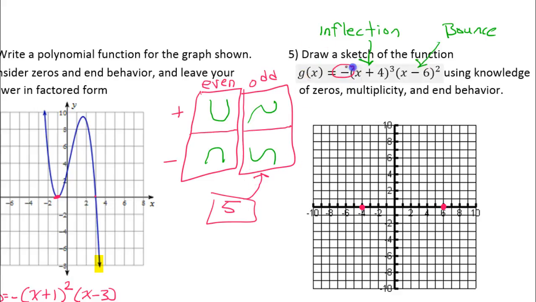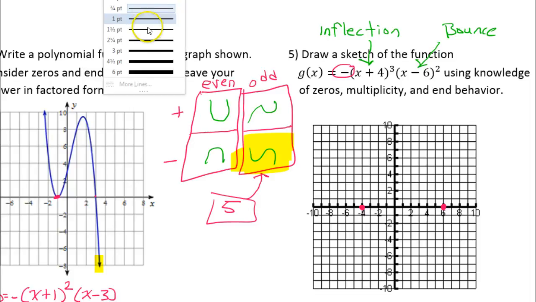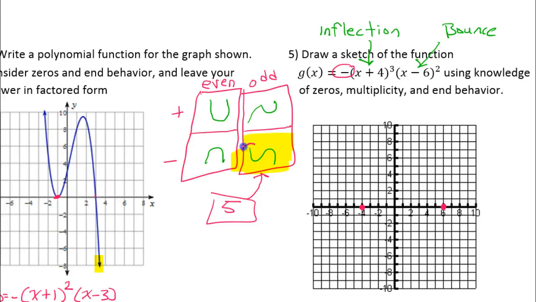Because we have this negative here in the front, we know that we need to have the end behavior in the negative version. So this is the end behavior that we are picturing as we go to draw our graph. Specifically, we need to make sure that we start off way up high as we draw the graph. So I'm going to start off up high because of that analysis, and I will do an inflection at -4 and a bounce at positive 6.